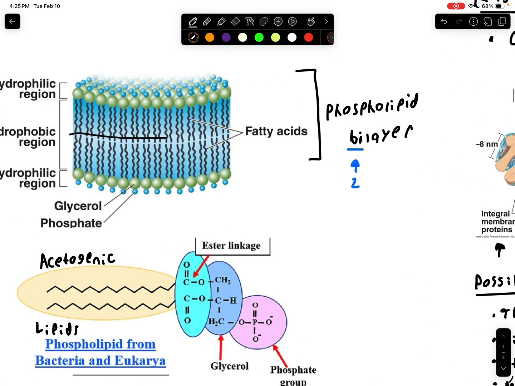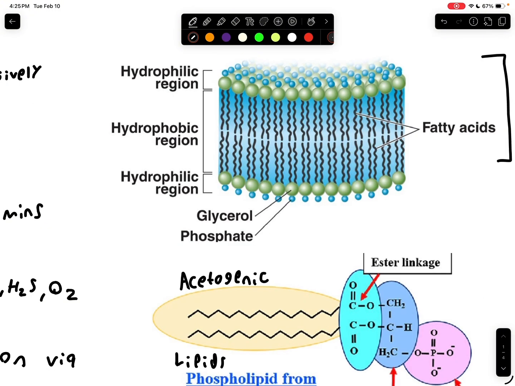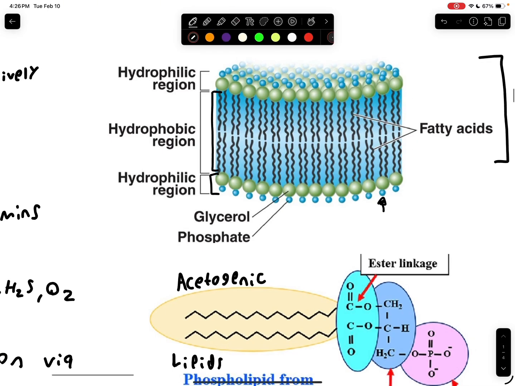So as you can see, there's a space in the middle. And if you imagine this line right here as a mirror, everything on the top is the same as the bottom. These are two different layers of phospholipids. And as you can see over here, this is your hydrophilic region. So this loves water, this does not like water. That's why it kind of forms this bilayer structure.